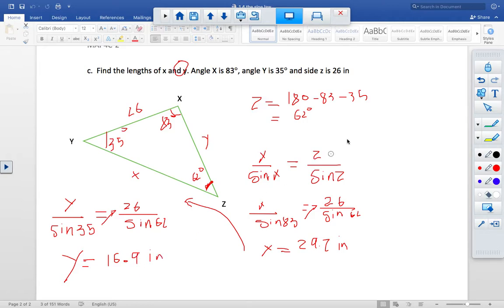So as you can see, step number one, I found the angle Z. Step number two, I used my sine ratios to solve for side X, and then I used my sine ratios again to solve for side Y. Okay, so that is it for this lesson.